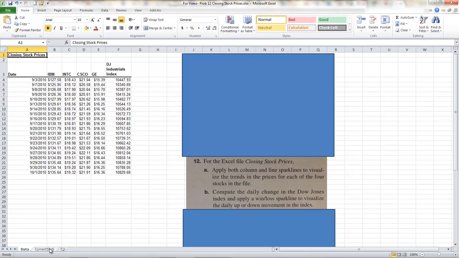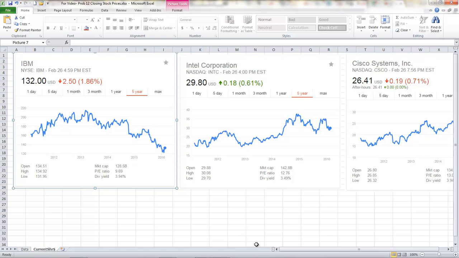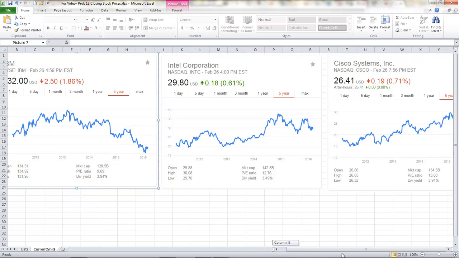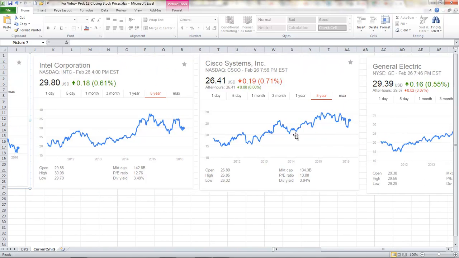I'll take a look at Cisco. What's Cisco running in our table for 2010? We're at about 21.50 maybe for our share. And Cisco's currently trading at 26, so it's had some appreciation there. We can see the trend line is at least in the right direction. It's generally improving since 2010.